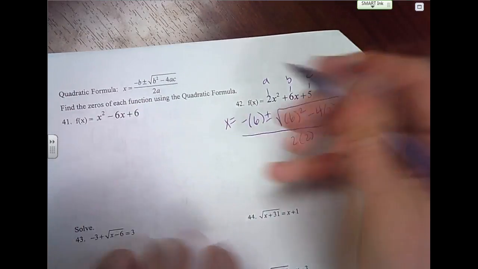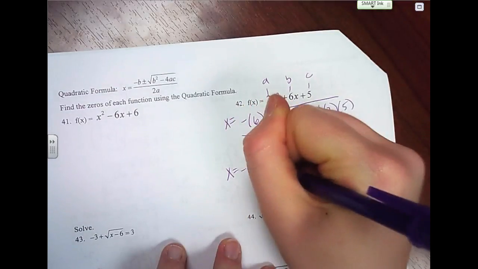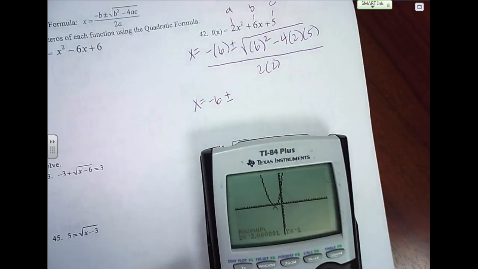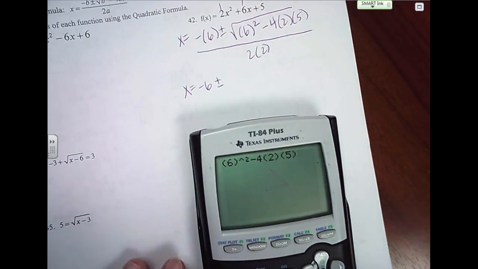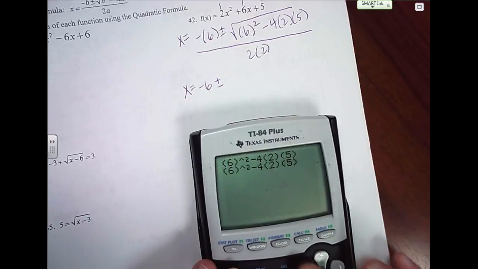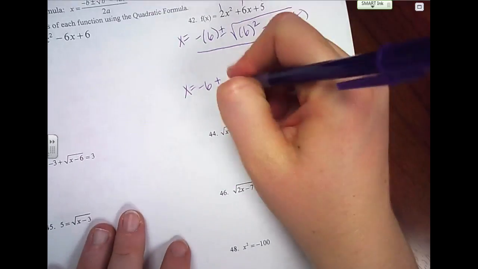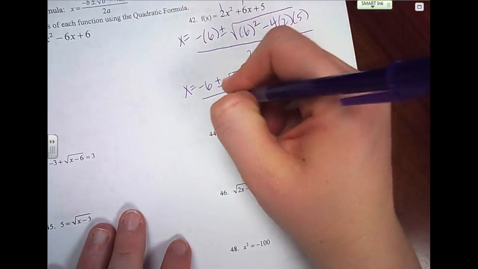When you plug it into here, a lot of you guys make that mistake of forgetting to put it in parentheses to square it. So if we simplify that sum, I'm just going to put the inside in my calculator. So 6 squared minus 4 times a times c. And it doesn't like that, so there we go, -4. So square root of -4 over 4.